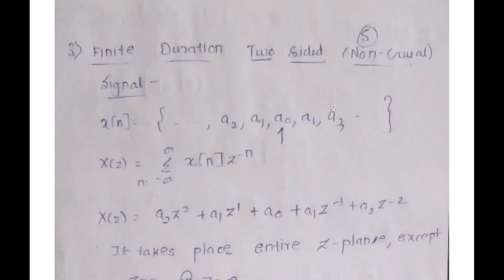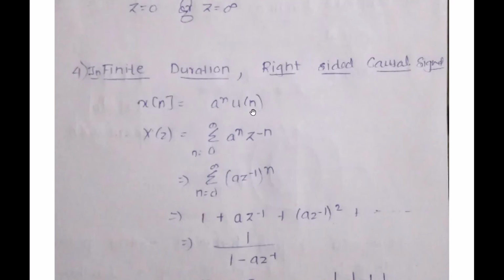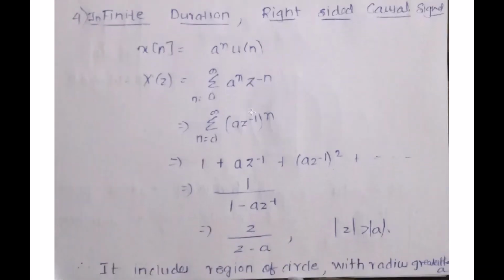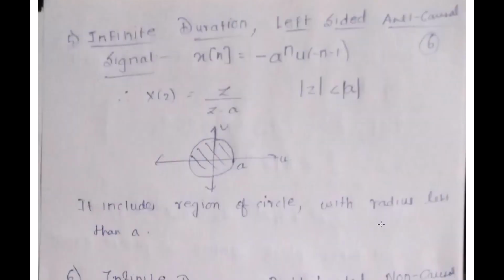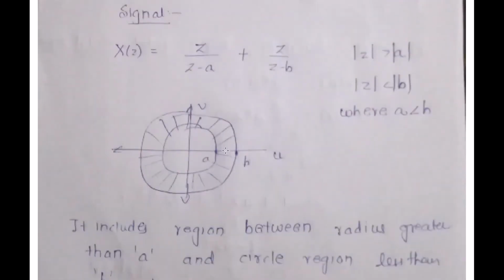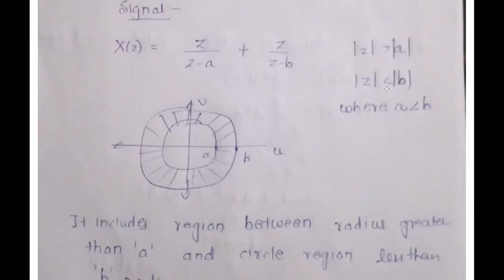So if you see over here, when you have a raised to n u of n, remember the z transform is given as z upon z minus a with mod z greater than mod a. And when your x of n is given as minus of a raised to n u of minus n minus 1, it is given as z upon z minus a only, but when mod z is smaller than mod a. That is the inside part. And then you can have a combination of greater than and smaller than both.